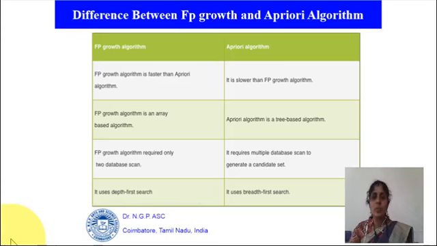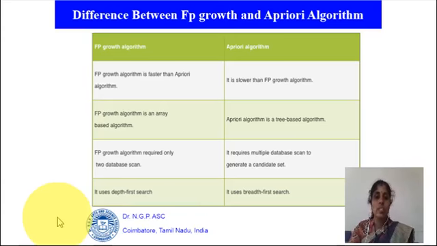And what is the difference between FP growth and the Apriori algorithm? Till now we have got a clear identification of what classification, regression and clustering mean. Let us enter into the FP growth and Apriori algorithms. The FP growth algorithm is faster than the Apriori algorithm, whereas the Apriori algorithm is somewhat slower than FP growth.